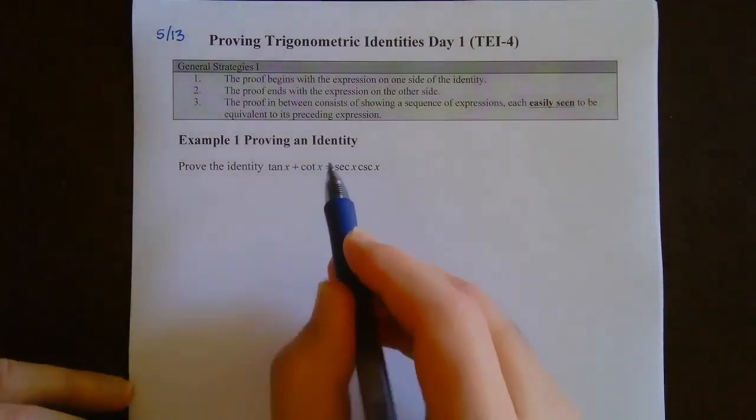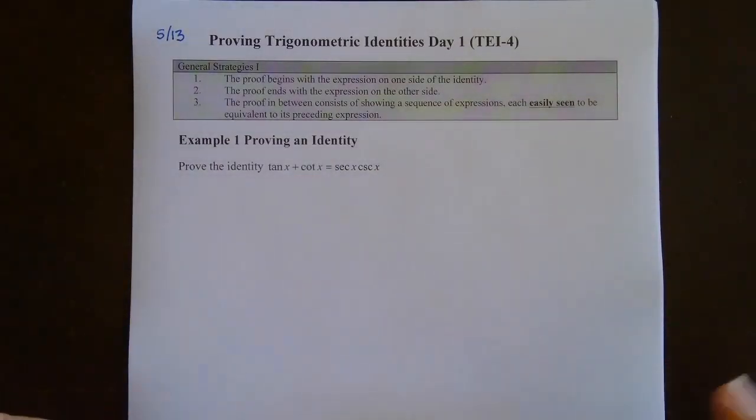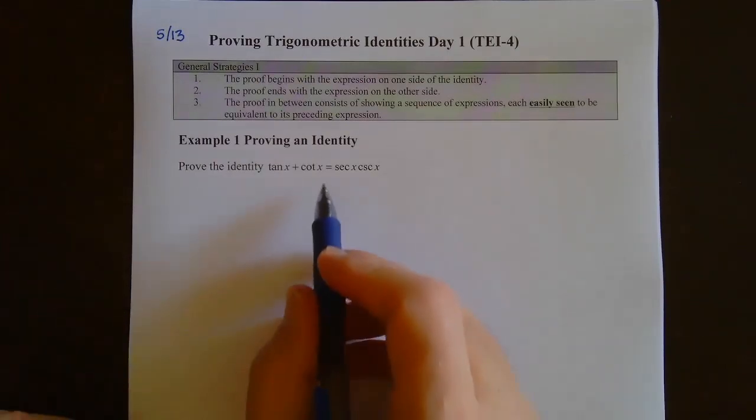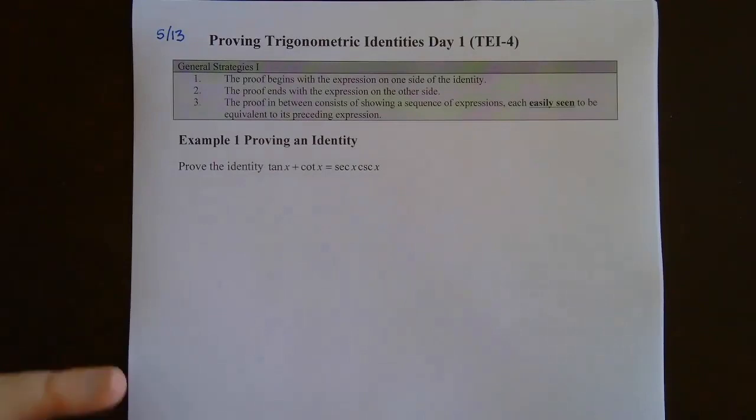So what that means is any properties that we use to solve, like add the same amount to both sides, subtract the same amount from both sides, multiply both sides by the same amount, all of those things we cannot use, okay? Because that's assuming that this is equal, and we're trying to show that it's equal, okay?